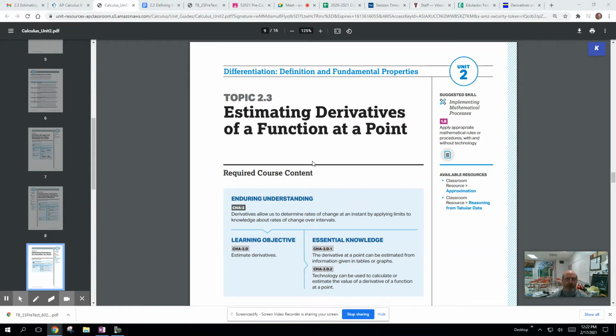Okay, we're doing lesson 2.3 in AP Calculus curriculum, estimating derivatives of a function at a point. Our learning objective today is to estimate derivatives. Our essential knowledge: a derivative at a point can be estimated from information given in tables or graphs, and technology can be used to calculate or estimate the value of a derivative of a function at a point.